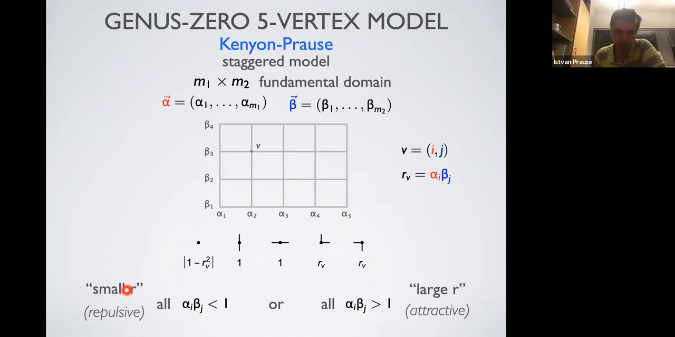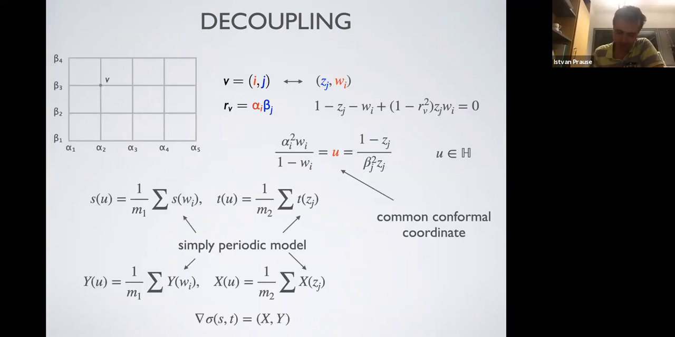And then there are two cases: the small r case, and the large r case. An important condition is that these numbers are not arbitrary, but they factor in terms of the horizontal and vertical component. And then all of them are either smaller than 1 or bigger than 1. So we have this kind of repulsive or attractive interaction. And in each case, by having a common conformal coordinate, this can be reduced to the simply periodic model.